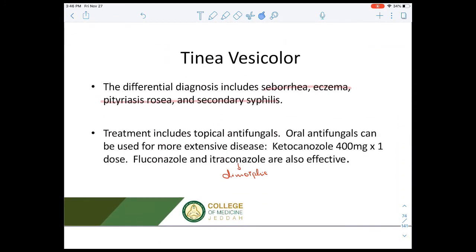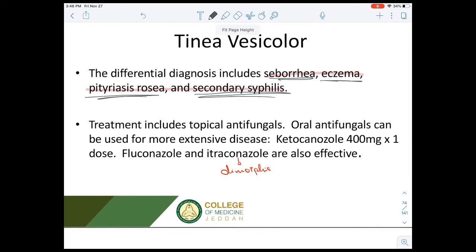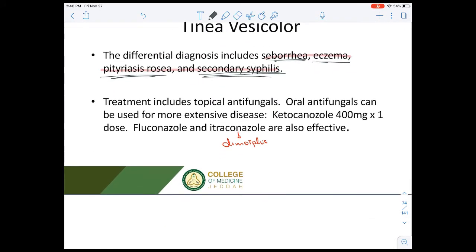So the differential diagnosis includes seborrheic dermatitis, eczema, pityriasis rosea, and secondary syphilis, primarily due to a very similar presentation. The treatment, again, includes topical antifungals. Oral antifungals can be used for more extensive disease. So ketoconazole you could use. Fluconazole and itraconazole as well.